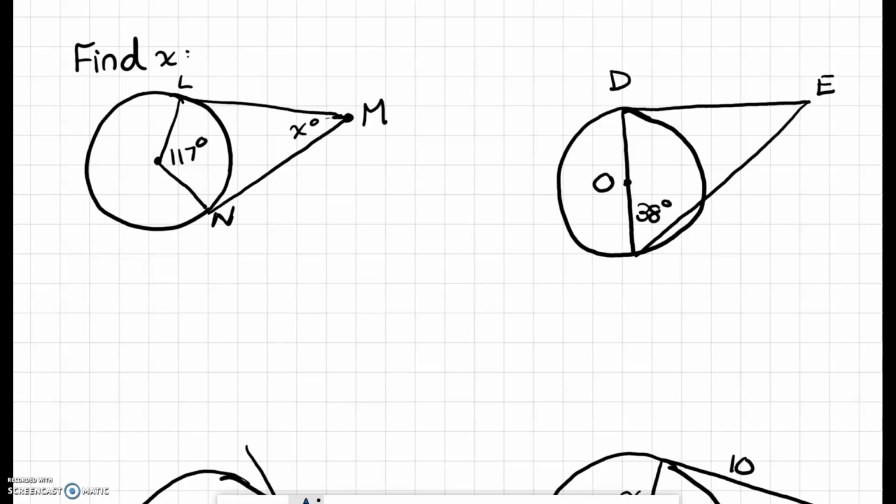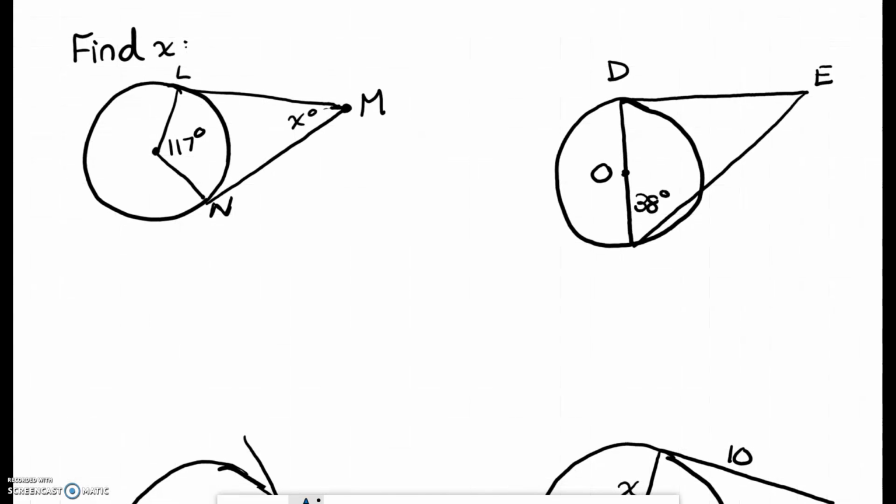Here it says we need to find the value of x. Oh, I forgot to write the x in this one here. All right, so we need to find the value of x, and all lines that look like they're tangent are tangent to the circle. So I know that LM is tangent to my circle and MN is tangent.